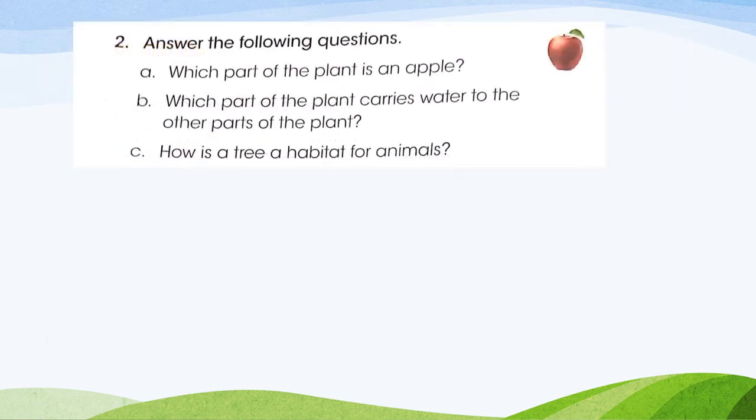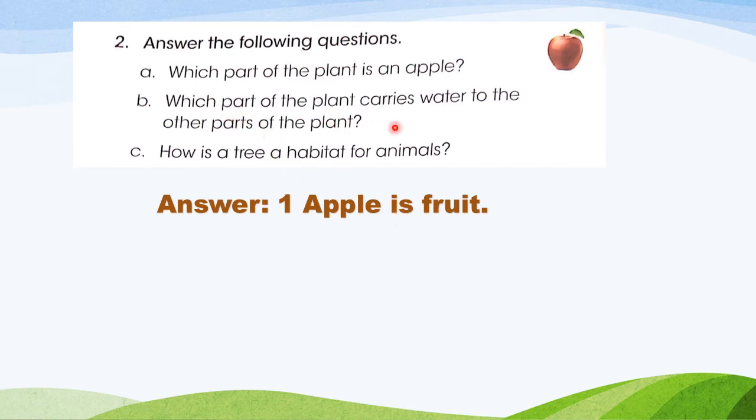Here is question number 2. Some questions are given in this part. Our first question is, which part of the plant is an apple? This is an apple. Tell me which part is this? This is fruit. Apple is fruit. So write the answer: apple is fruit.